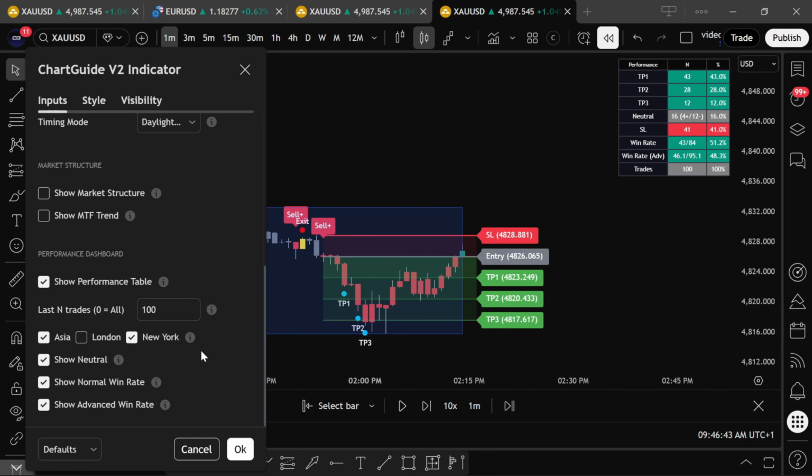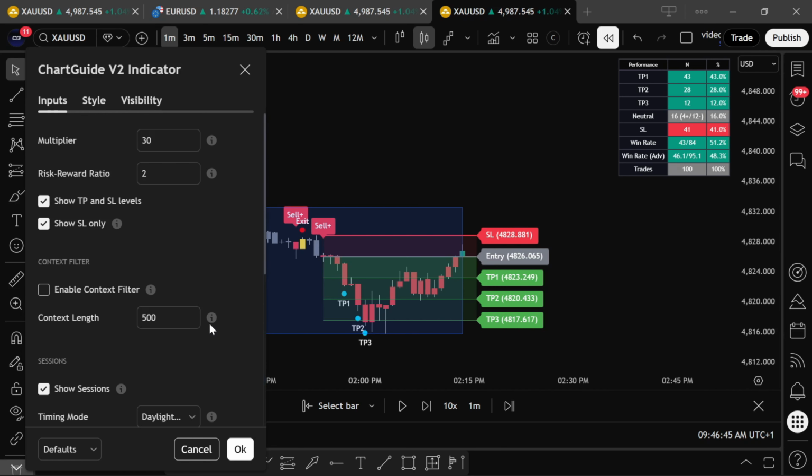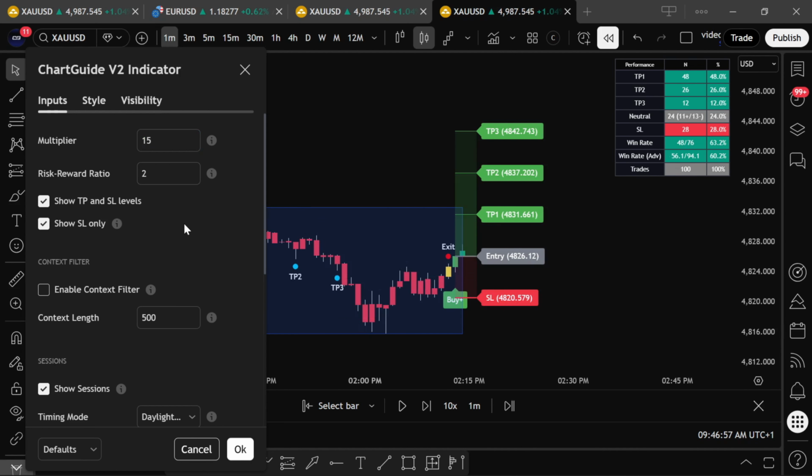Now the main part, optimizing the multiplier. By default it's 30, but now we want to find the multiplier that gives the best performance on gold on the 1-minute time frame during these sessions. So we start adjusting it. Let's drop it from 30 to 15. Okay, now we check the win rate. Let's say it's around 61%. Now we try 14. Okay, nice. Now it's like 63%. That's better.